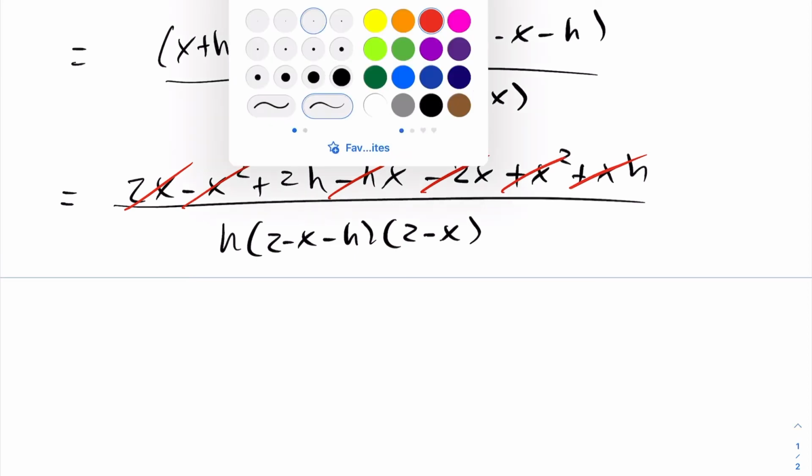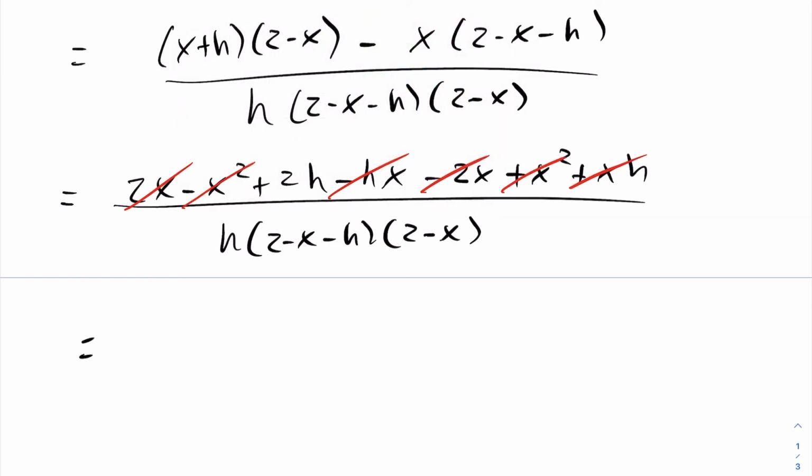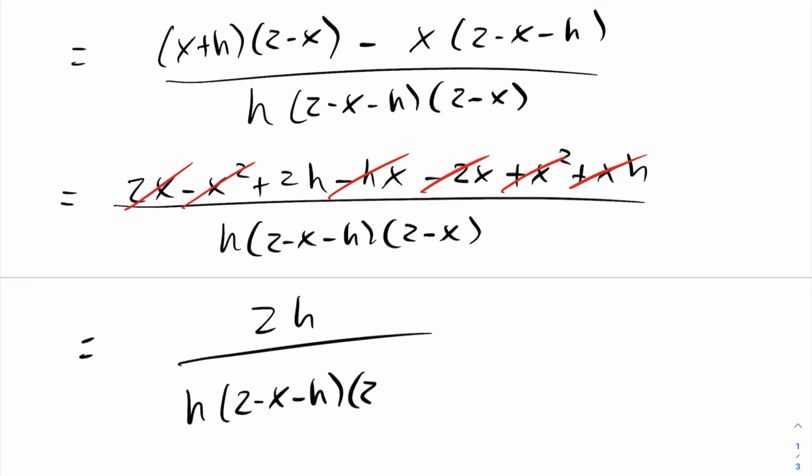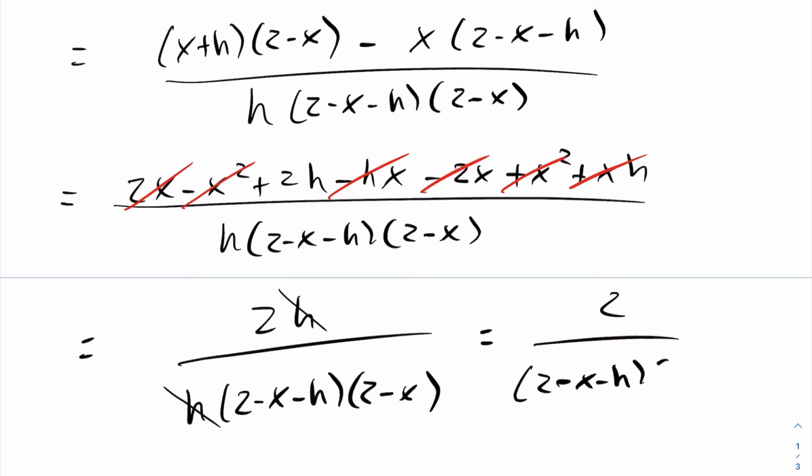So all that work we did ends up simplifying the numerator to just become 2h. And you have over h times 2 minus x minus h times 2 minus x. And again, these h's now cancel. And our simplified expression is 2 over 2 minus x minus h times 2 minus x.